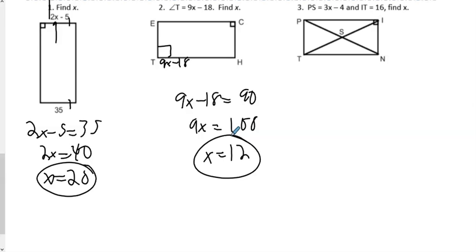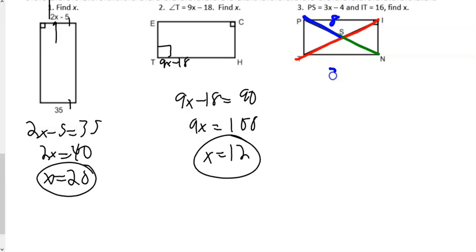Okay, PS. Now be careful. PS is this piece right here. IT is 16. They're saying this is 16. Well, since the diagonals are equal, that means this is 16 also. So this half is 8. Because remember, the diagonals bisect each other.